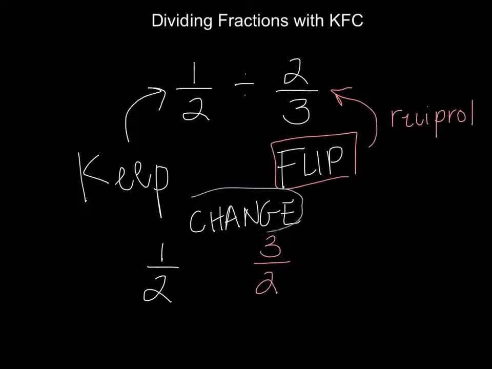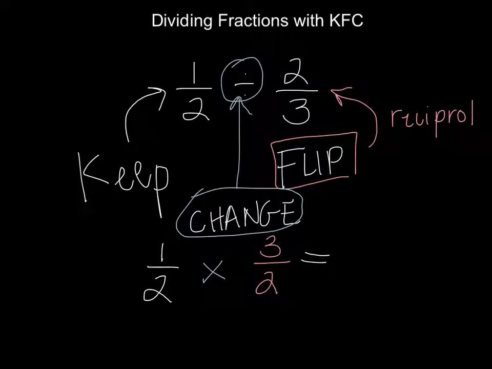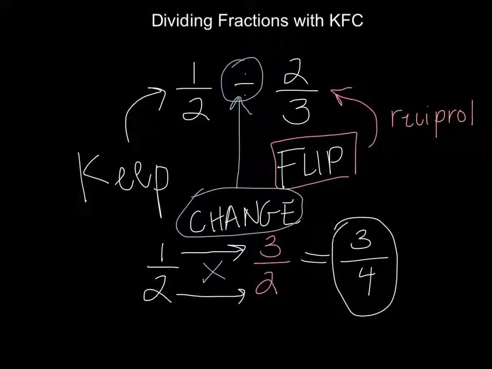The last thing I'm going to do is change this division operation. The opposite of division is multiplication. So keep, flip, change means keep the first fraction, flip the second, and then change the division sign to a multiplication sign. Now I'm going to solve this just like I would a multiplication problem. When I multiply across the top, 1 times 3 is 3, and 2 times 2 is 4. So my answer to 1/2 divided by 2/3 is 3/4.